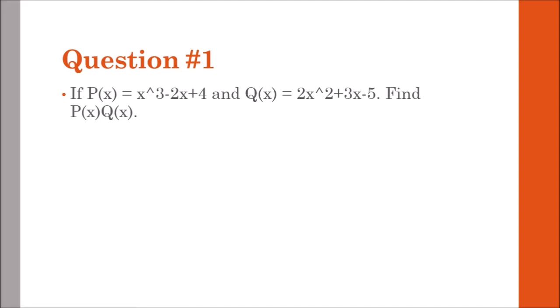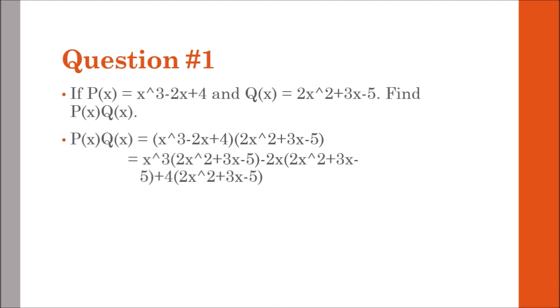Question number 1. If p(x) equals x to the power of 3 minus 2x plus 4 and q(x) equals 2x to the power of 2 plus 3x minus 5, find p(x) q(x). Okay, for this question we need to multiply the p(x) function with the q(x) function and we need to write the multiplication like this. Then we need to start to multiply each value with the other value, and the answer of this question is 2x to the power of 5 plus 3x to the power of 4 minus 9x to the power of 3 plus 2x to the power of 2 plus 22x minus 20.